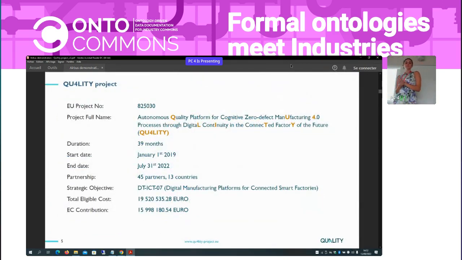So on that matter, the QUALITY project. The QUALITY project is a European project. That's the full name. It lasted for 39 months. It just ended last July. We were in total 45 European partners from 13 different countries in Europe. And it was a 19 million euro project. Those were big figures.